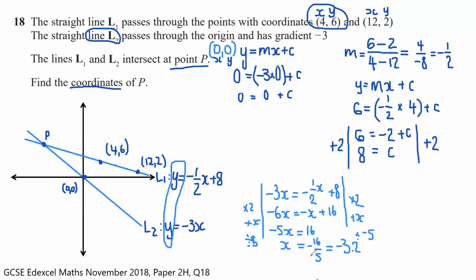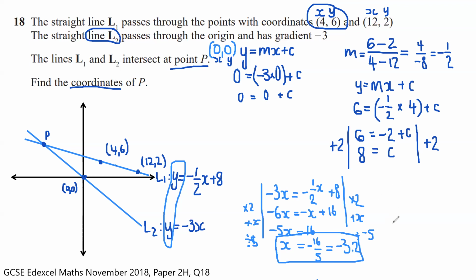Obviously, you can put it into your calculator to work out that we've got negative 3.2. This is our x value. Equally, if you're happy leaving it as a fraction, leave it as a fraction. Both of these will get either marks. You're allowed to give either value.